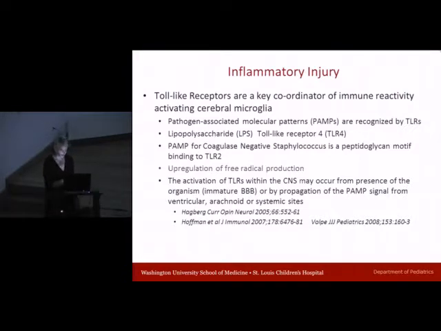The important thing to realize is that you don't have to have the organism within the brain. You can, because of the immature blood-brain barrier, but that's much less common than this signal actually just being propagated through other mechanisms. So you never have to have the organism, actually even in the baby, to potentially propagate a signal that will damage the cerebral white matter.